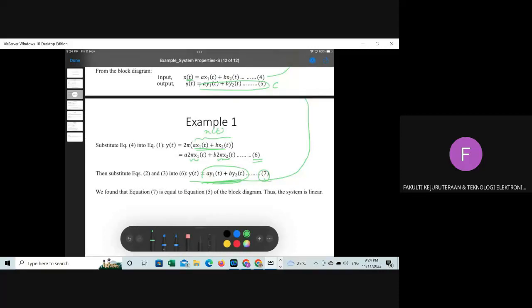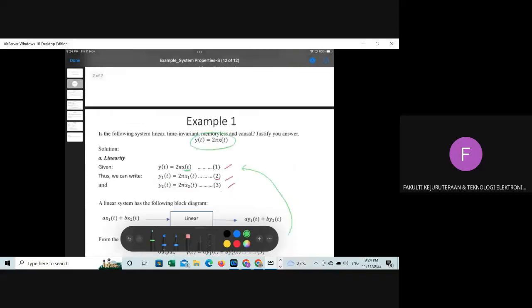Okay, so just follow the steps. That is how to prove whether the system is linear. So in this case, your equation 7 here equals equation 5. So in the block diagram, thus the system is linear. I think that is the easiest method to prove that. Any signal you can apply with these steps. If you have other signals, the steps are exactly the same.